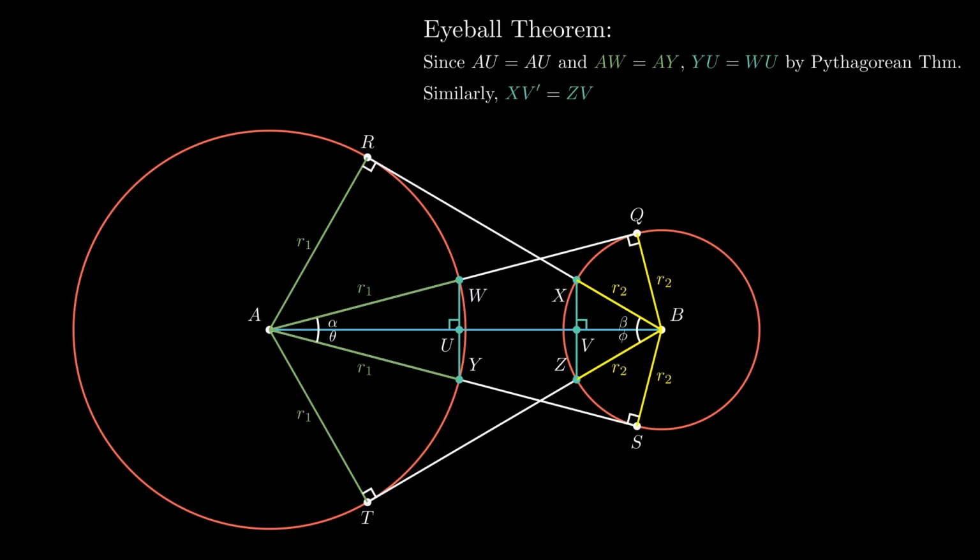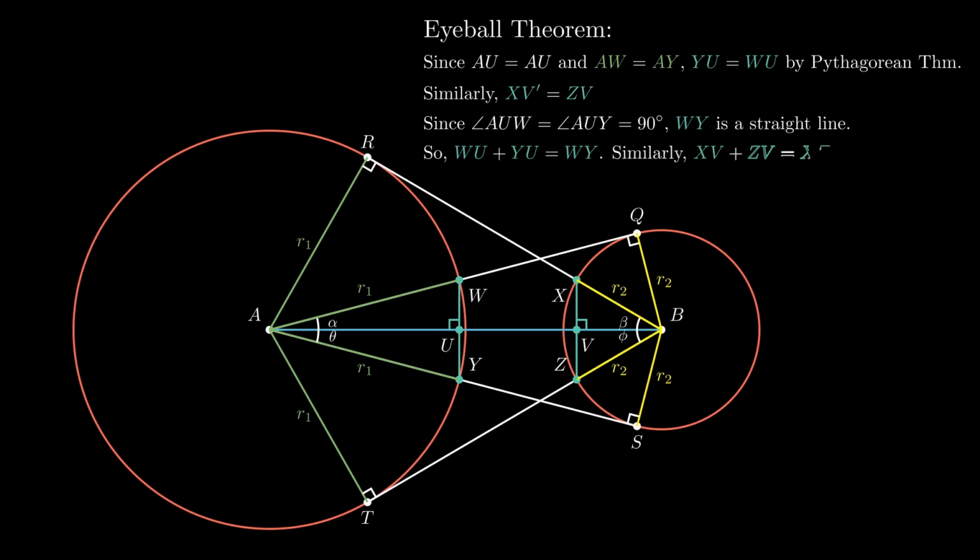Since angle AUW and angle AUY are both 90 degrees, WY must be a straight line. So WU plus YU equals WY, and similarly XV plus ZV is equal to XZ. So finally, putting everything together, we can see that WY must be equal to XZ, thus completing our proof.